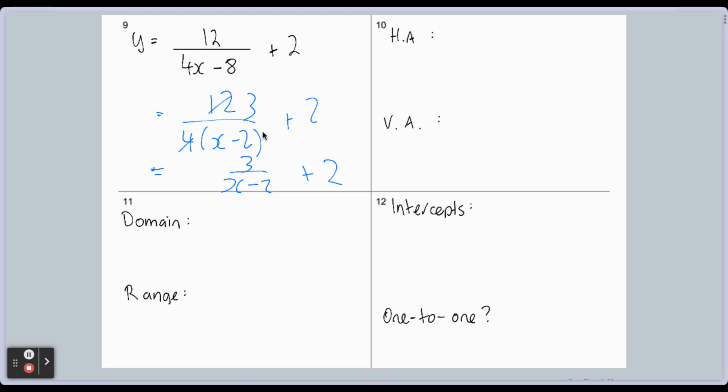So if I've got this graph here, y equals 3 on x minus 2 plus 2, what's the horizontal asymptote? I'm not going to go back to the graph. Based upon you just seeing the graph, what's the horizontal asymptote here? Is it y equals or h equals? Y equals 2. Y equals 2, good. And what about the vertical asymptote?